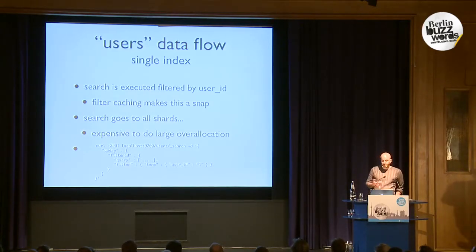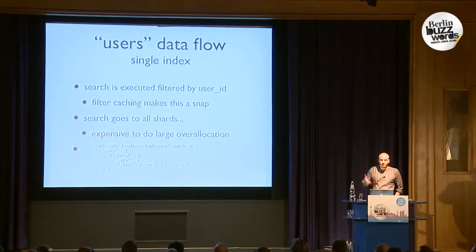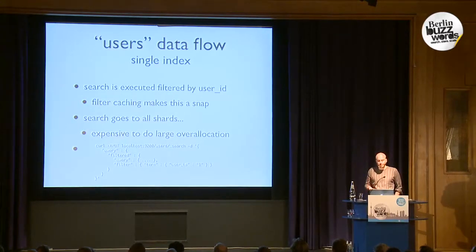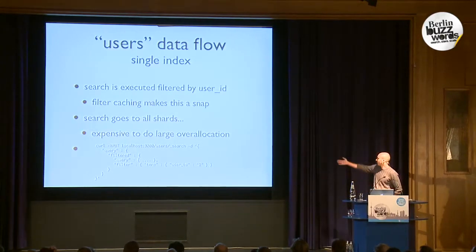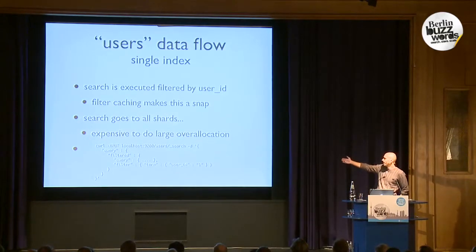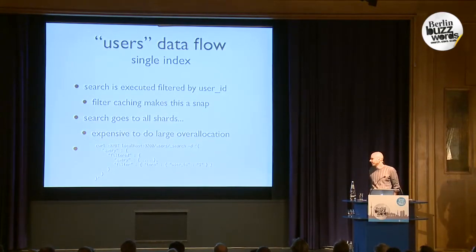And when we search, we go to all the shards. And that brings us back to the kajillion shards problem, right? Because it's expensive to do very large overallocations of shards. And this is a very simple example of how a search will be executed. We'll put the query in the query part within the filtered one, and we always filter by a specific user.